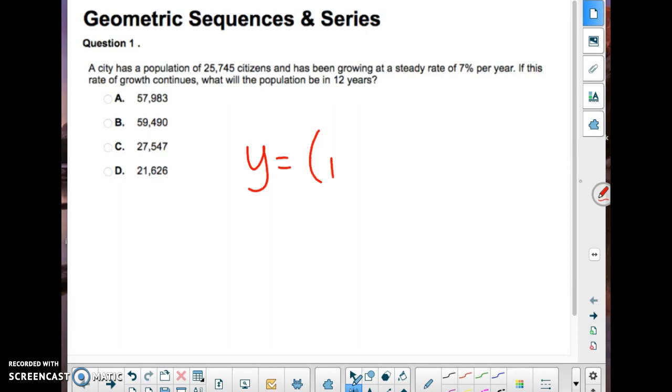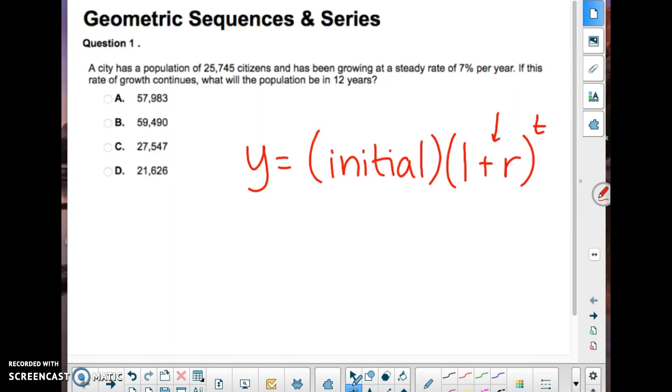It is, we take the initial value and we multiply it by 1 plus whatever the rate is to the t power. Notice this addition sign, if this were a decay, if something was decreasing, that would be a minus sign. So our initial value they give us is 25,745. And we're multiplying that by 1 plus, and the rate they give us is in a percent form.